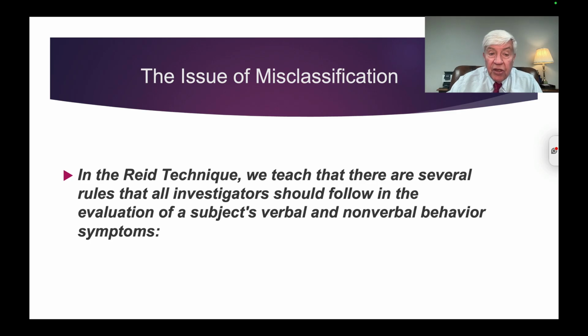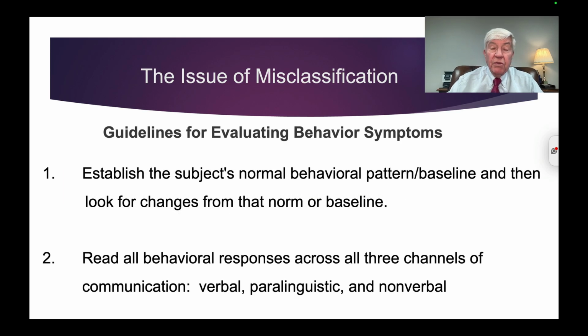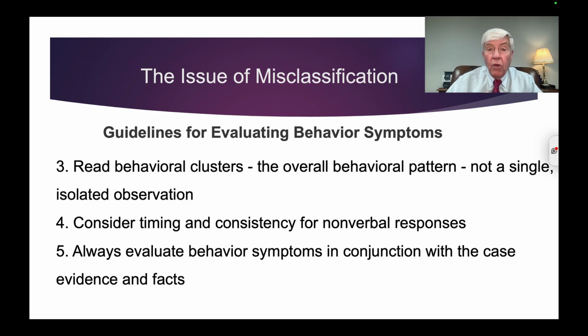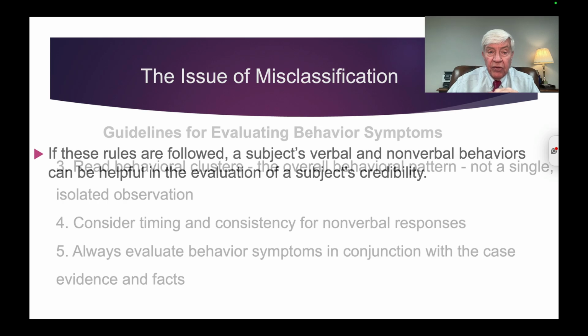In the Reid technique, we teach that there are several rules that all investigators should follow in the evaluation of a subject's verbal and nonverbal behaviors. Establish the subject's behavioral baseline and norm, and then look for changes from that. Read all behavioral responses across all three channels of communication: verbal, paralinguistic, and nonverbal. Look at what we call behavioral clusters, the overall behavioral pattern, not just one thing they do or say. Consider the timing and consistency of nonverbal responses. And always evaluate behavior in conjunction with the case, facts, and evidence.